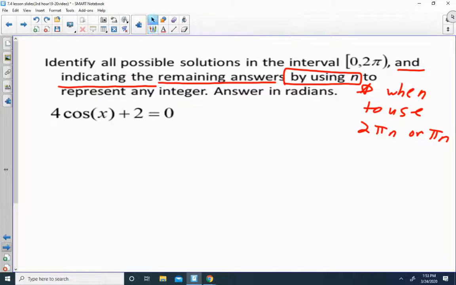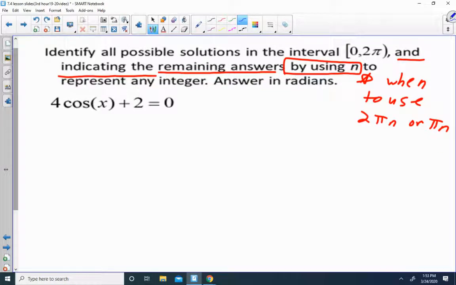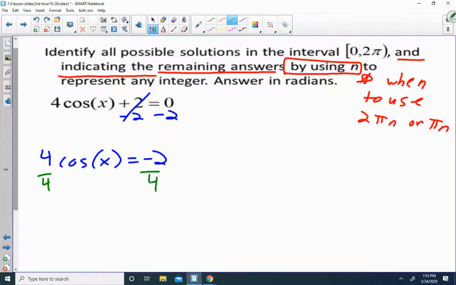Okay, moving on. So back to the problem at hand. I have 4 cosine x plus 2 equals 0. I need to find the solutions. I'm going to first start by getting cosine by itself. So subtract 2 from both sides, and you'll get 4 cosine x equals negative 2. Next, you'll divide by 4. And that will get you cosine of x equals negative 1/2 when you reduce.